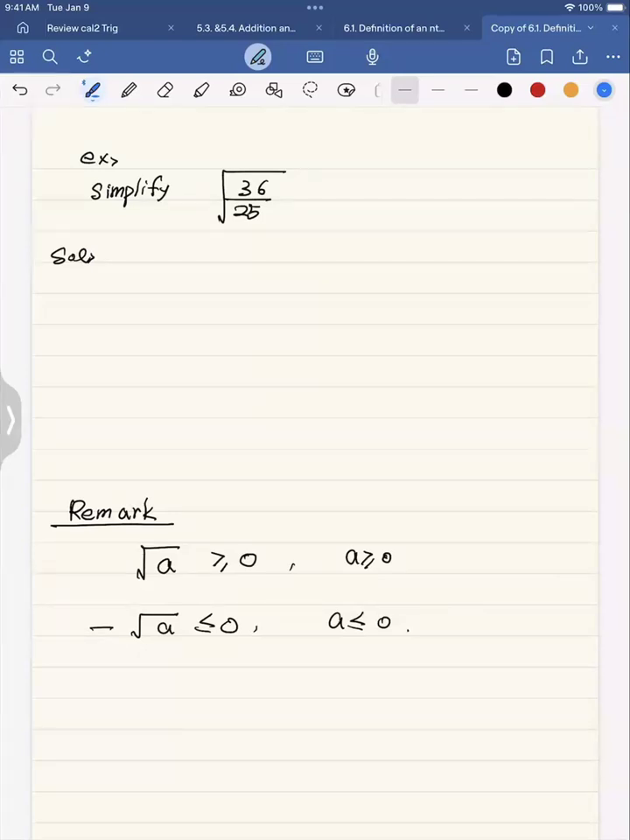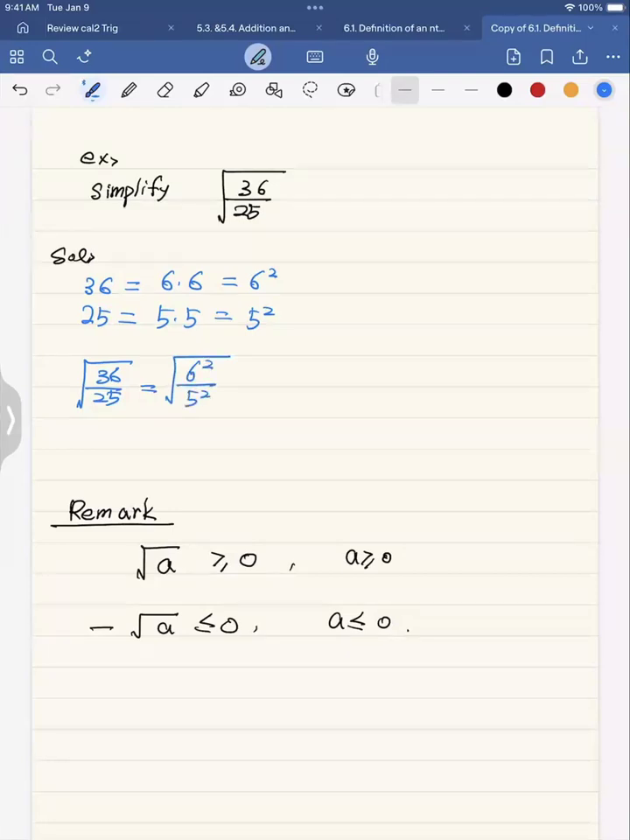Simplify square root of 36 over 25. 36 is 6 times 6, which is 6 squared, and the denominator is 25, which is 5 times 5, which is 5 squared. So square root of 36 over 25 is square root of 6 squared over 5 squared. So that's square root of 6 over 5 squared. So that's 6 over 5.